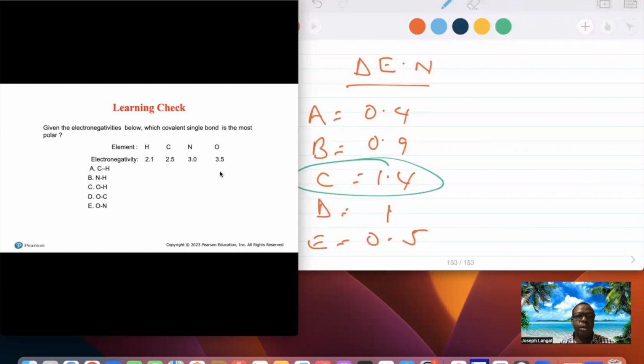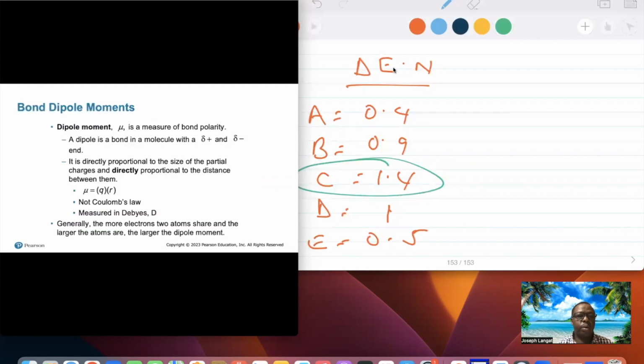In the exam, you'll see the same kind of question, not exactly, but with other elements as well. Given electronegativity values for elements on the periodic table, you should be able to determine the change in electronegativity and classify the bond as covalent, polar covalent, or ionic. The most important thing is to know the domains: 0 to 0.4 covalent, 0.4 to 2.0 polar covalent, and anything greater than 2.0 is ionic.